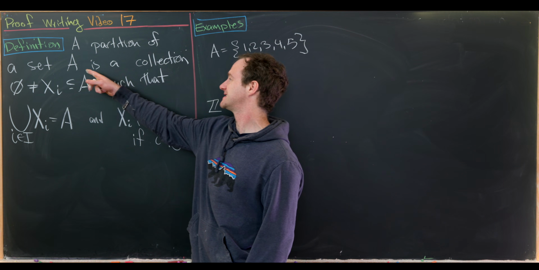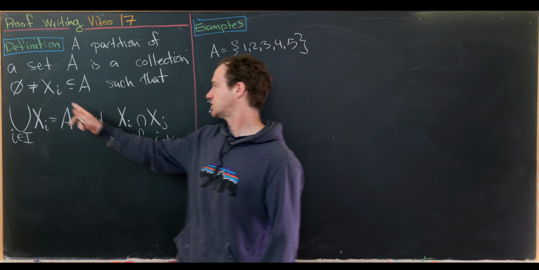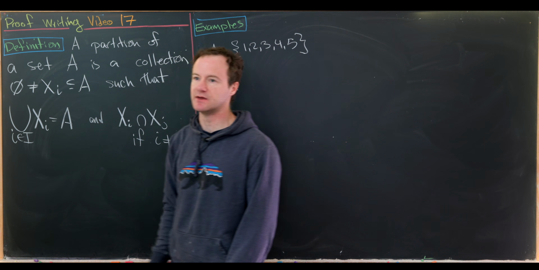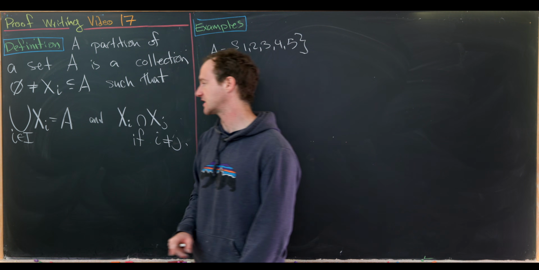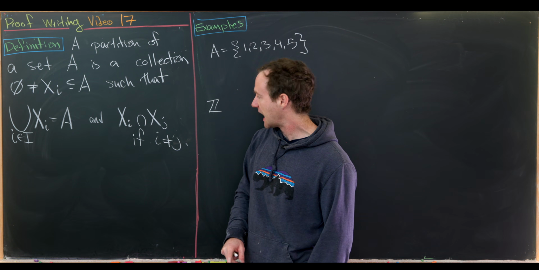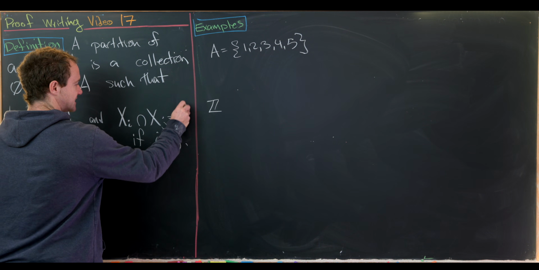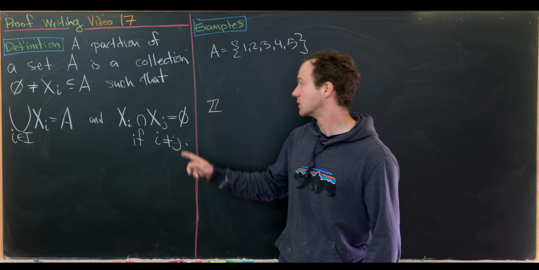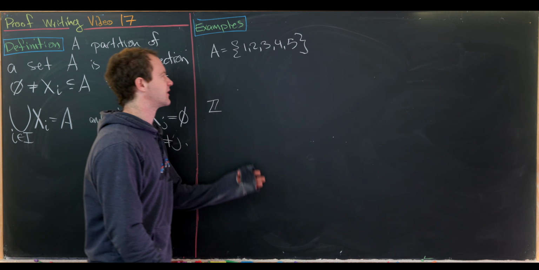So a partition of a set A is a collection of non-empty subsets of A, such that if we take the union over this whole collection, we get the entire set. And if we take the intersection of non-equal sets, we get the empty set. So they're disjoint.